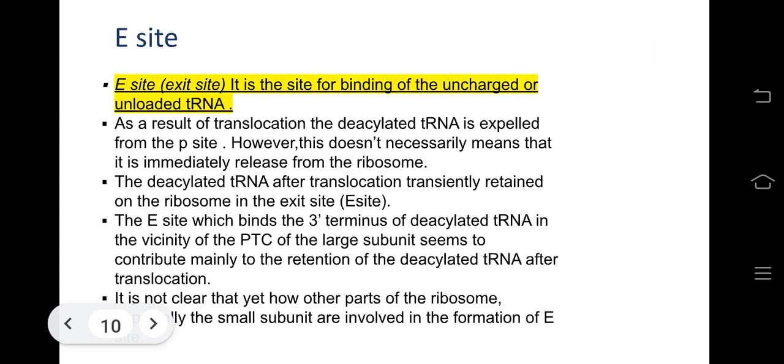As a result of translocation, the deacylated tRNA is expelled from the P site. However, it doesn't necessarily mean that it is immediately released from the ribosome. The deacylated tRNA after translocation is transiently retained on the ribosome in the exit site. The E site, which binds the 3' terminus of the deacylated tRNA in the vicinity of the PTC of the large subunit, seems to contribute mainly to the retention of the deacylated tRNA after translocation. It is not clear yet how other parts of the ribosome, especially the small subunit, are involved in the formation of the E site.